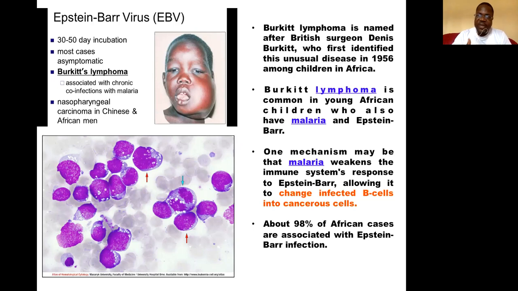So one of the stipulated mechanisms is that it might be that malaria weakens the immune system of those children, so they are not able to respond appropriately when they are exposed to the EBV virus. So it allows the infected B cells that we see here to become cancerous cells. So about 98% of African cases are associated with this virus, Epstein-Barr virus. It's associated with this type of tumor called Burkitt lymphoma.